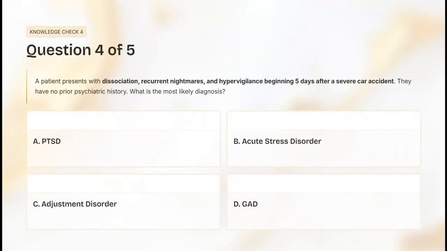Question 4. A patient with dissociation, recurrent nightmares, and hypervigilance beginning 5 days after a severe car accident. They have no prior psychiatric history. What is the most likely diagnosis? Would it be A, PTSD, B, acute stress disorder, C, adjustment disorder, or D, generalized anxiety disorder?